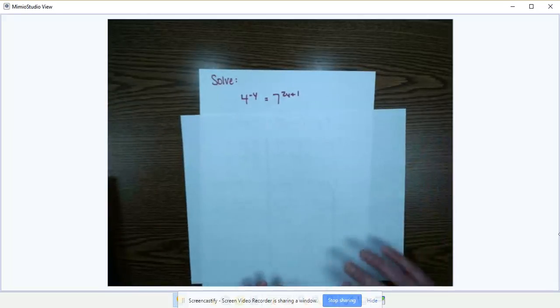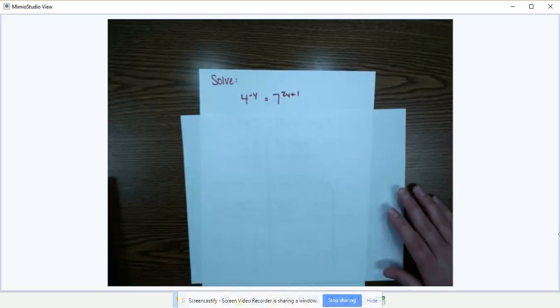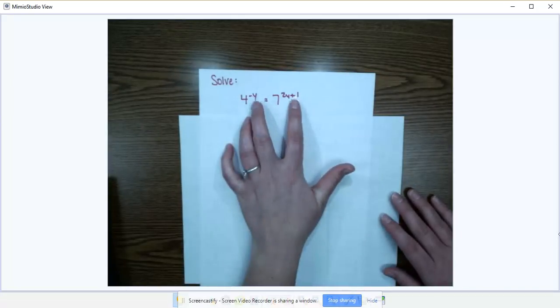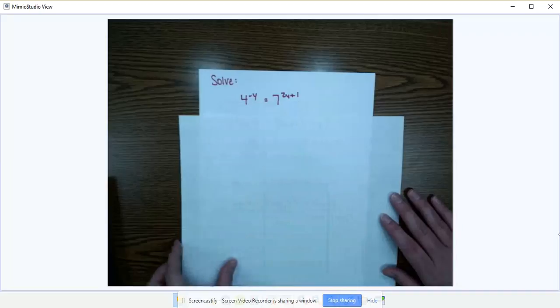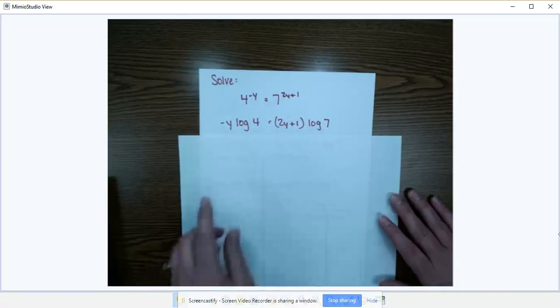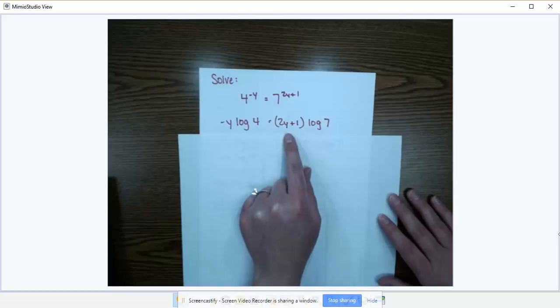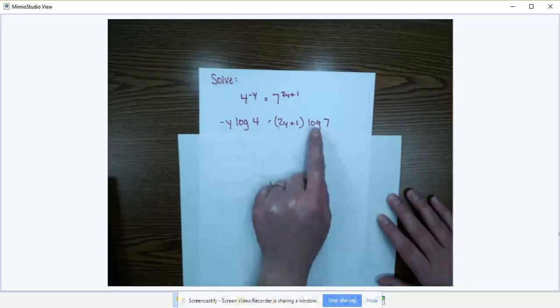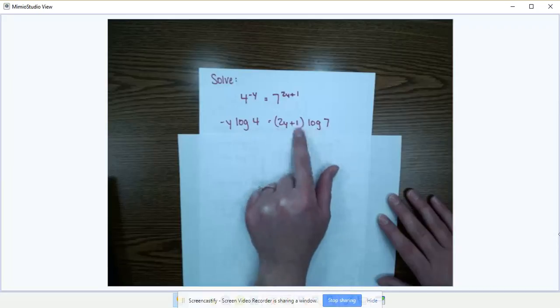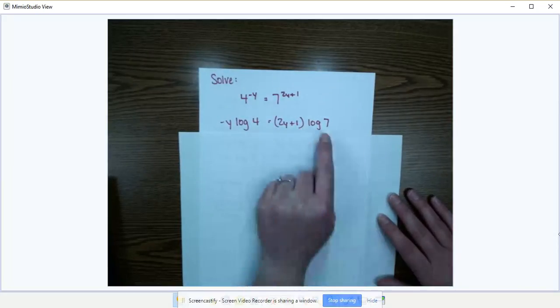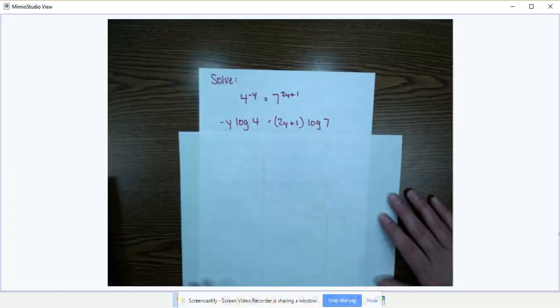Okay, this one's a little more complicated. So we have 4 to the negative y equals 7 to the 2y plus 1. Since both sides of our equation have a variable in the exponent, we can take the logarithm of both sides. So I applied the power log rule. So we have negative y log of 4 equals 2y plus 1 log of 7. That exponent has to go in parentheses because the logarithm of 7 is applied to the entire exponent. Now we're going to follow some algebraic rules. We're just going to distribute that log 7 through.